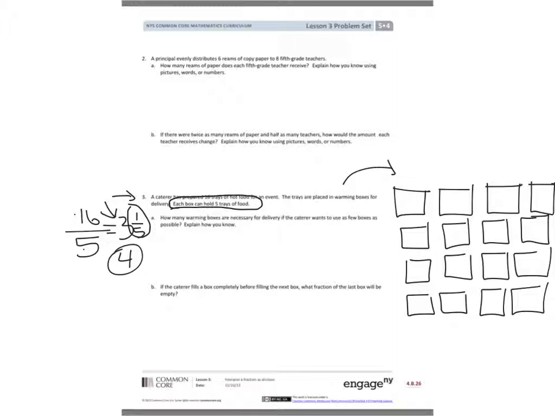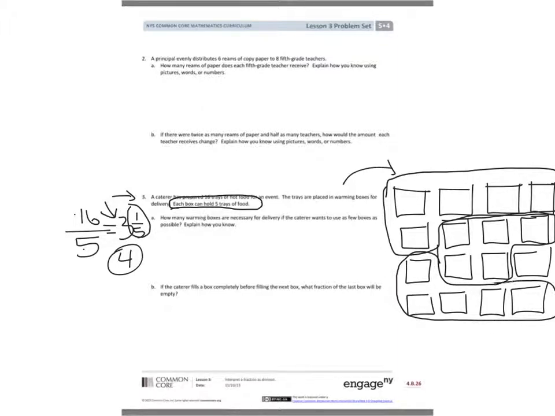So 5 trays go in each box. Here's one box. 1, 2, 3, 4, 5, 2 boxes. 1, 2, 3, 4, 5, 3 boxes. And I still have this tray over here that is not in a warming box, but it's going to have to be warmed. So there'll be 4 warming boxes because 3 of them will be full and 1 of them will actually only hold 1 tray.